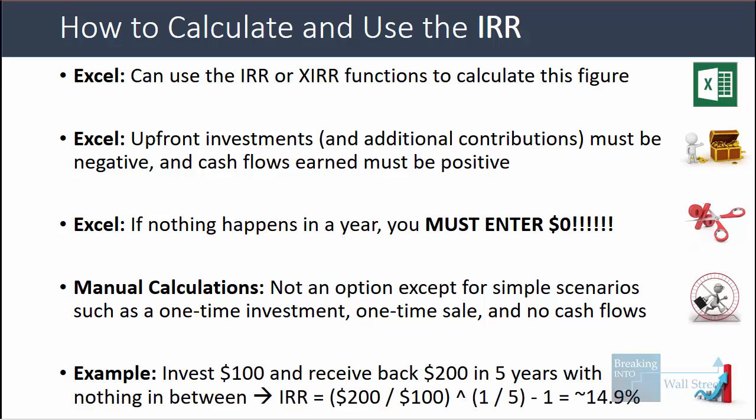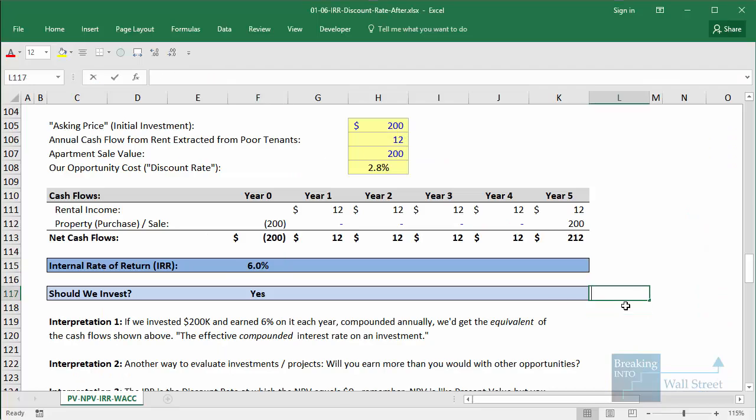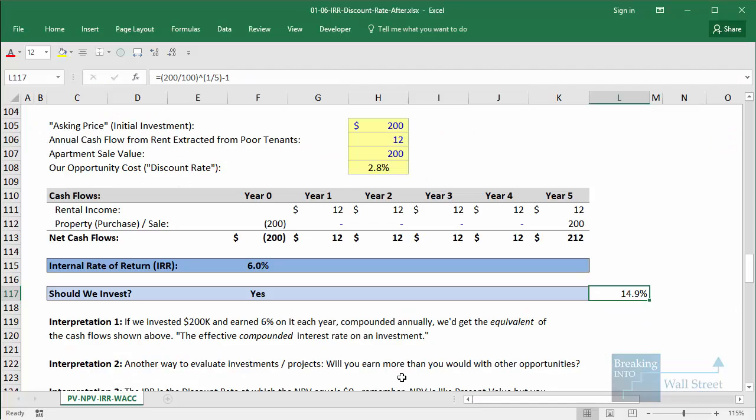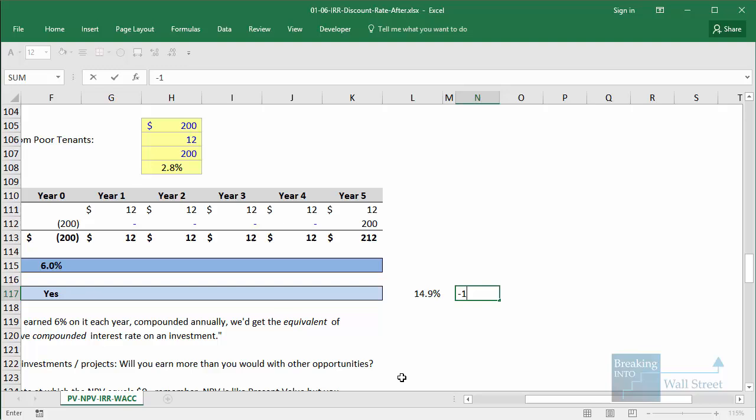For example, if you invest 100 and you receive back 200, you could calculate the IRR using this formula. If we go into Excel and enter this, 200 divided by 100 raised to the power of 1/5 minus 1, we get to an IRR of around 15%, 14.9% to be more precise. And so if it's something very, very simple like that, where you literally put in 100, you get nothing in year 1, nothing in year 2, nothing in year 3, nothing in year 4, and then 200 at the end, then yes, in a very, very simple case like this, you don't need to use the IRR function. You could just calculate it manually with this formula.